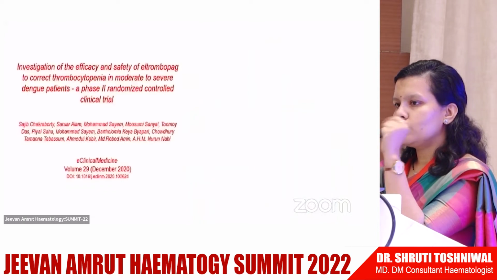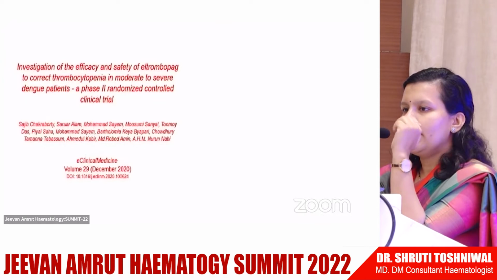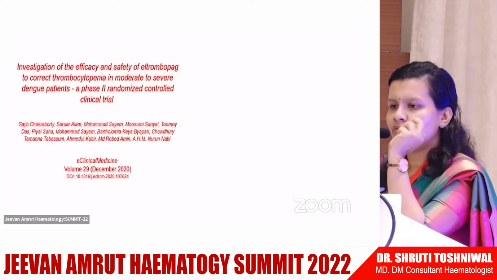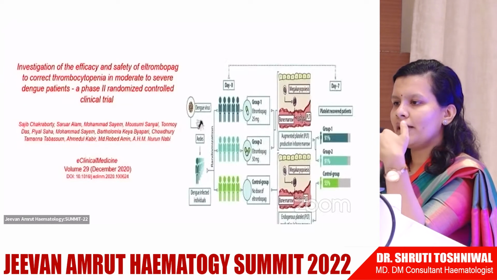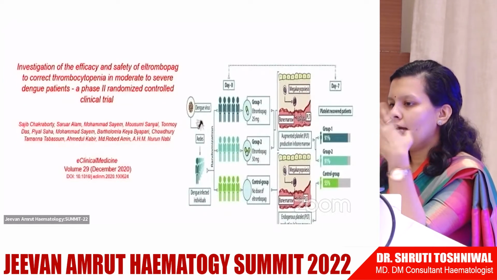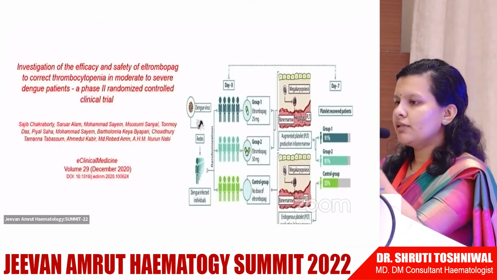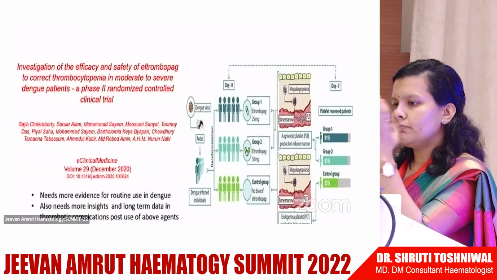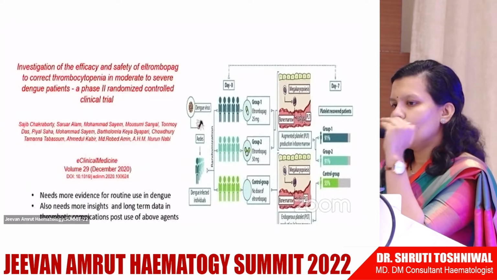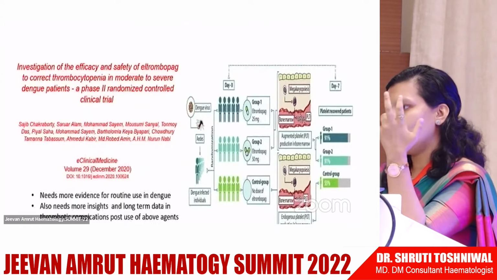But to study the role of eltrombopag, there was a phase 2 randomized controlled trial in dengue patients to study the efficacy and safety of eltrombopag. They divided patients into 3 groups. One group was given 25 mg, the second 50 mg, and the third was a control group. They started from day 0 to day 7 and looked at platelet recovery and other features. But this is just a single study, so we need more evidence for routine use in dengue. Also, they have not given insights and long-term data. We don't know what eltrombopag does in the long term.